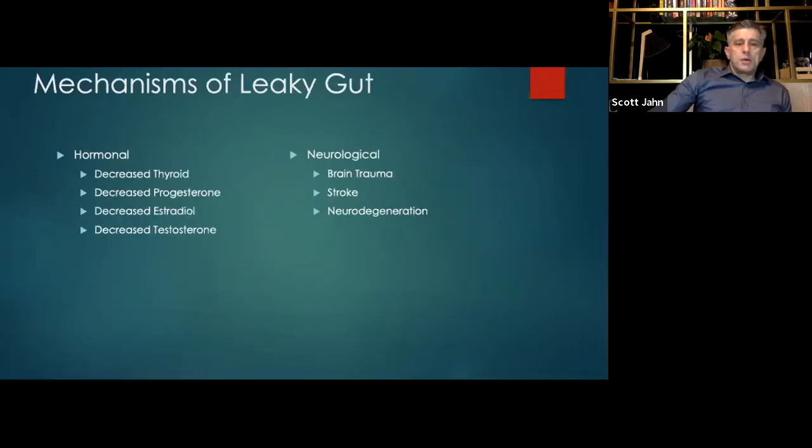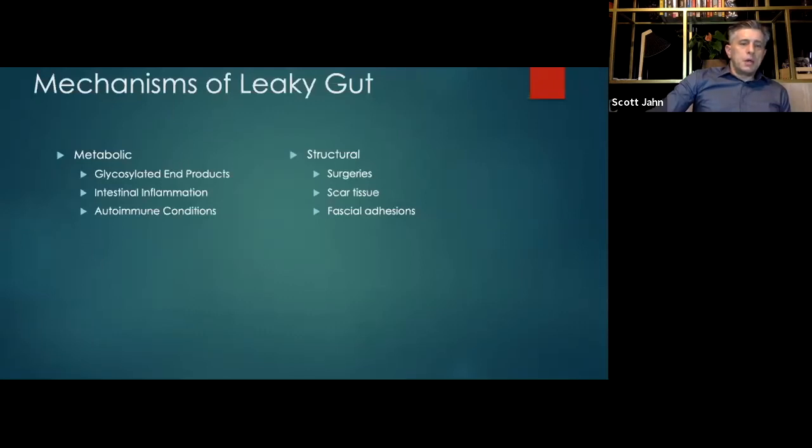Hormones can cause it too: decreased thyroid hormone, progesterone, estradiol, and testosterone. Things like brain trauma, strokes, and neurodegeneration can all cause a leaky gut. And finally, some metabolic problems can cause it as well: glycosylated end products, which come from cooking, intestinal inflammation, autoimmune conditions, and then surgery, scar tissues, and fascial adhesions.